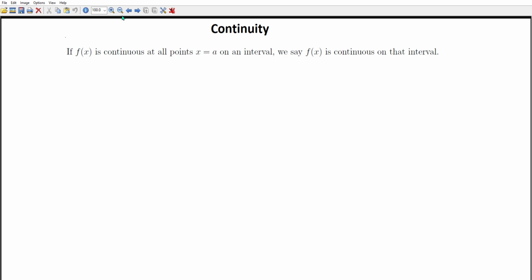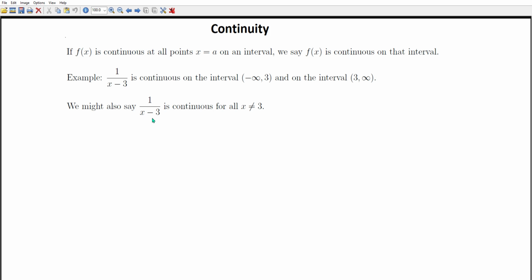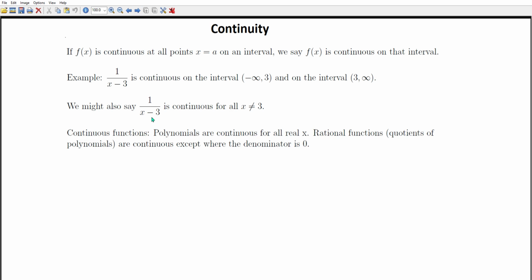Now some terminology. If f of x is continuous at all points x equals a on an interval, we say that f is continuous on that interval. For example, 1 over x minus 3 has a discontinuity when x is equal to 3, but is continuous otherwise as it's a rational function. So it's actually continuous on the interval minus infinity to 3 and on the interval 3 to infinity. We often also say that 1 over x minus 3 is continuous for all x that are not equal to 3.